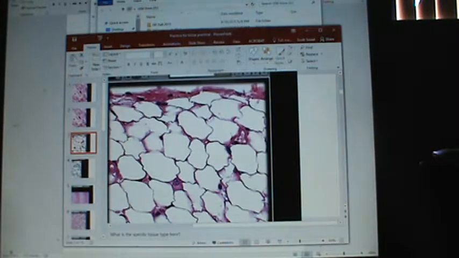Okay, now, next one. What's the major tissue type of these things? That would be connective. What would be the specific type? It would be adipose. See, look at the little nuclei over on the edge. That's your key, and all this inside here is triglycerides. Nice job. Okay, next one.